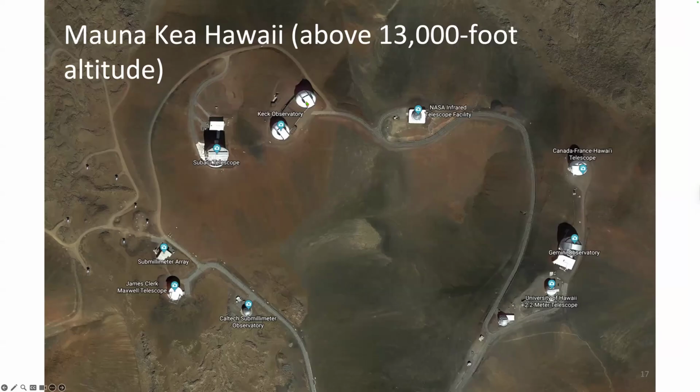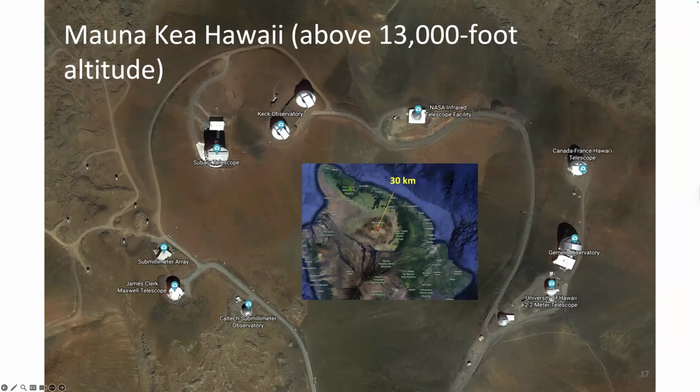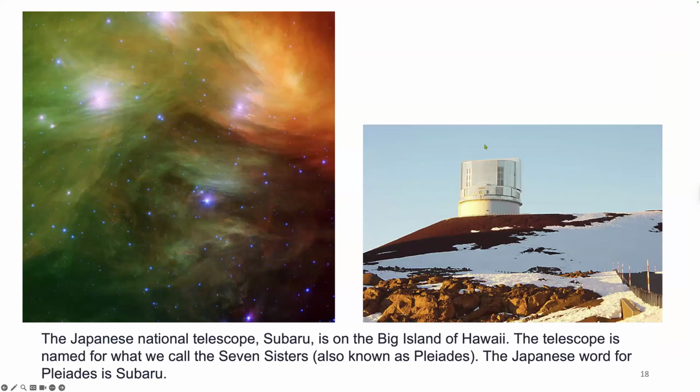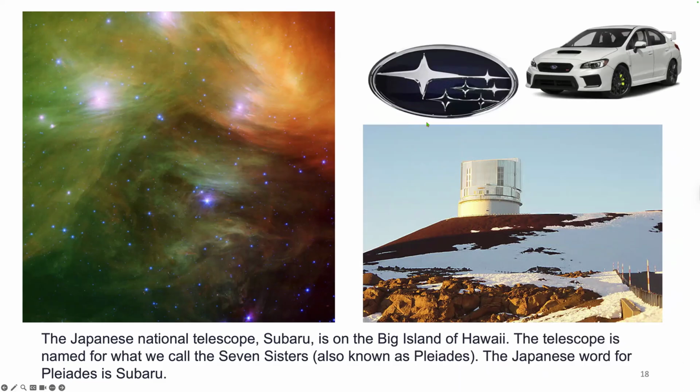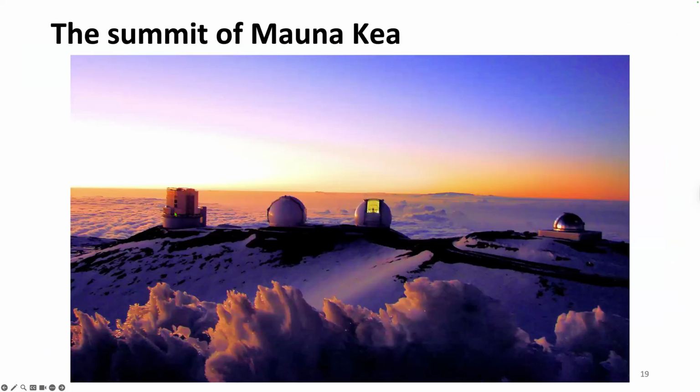This is a satellite photo. There are the Keck telescopes, various others. There's the Gemini, who has a twin in Chile, and so forth. And the summit is 30 kilometers from the ocean. There's the Subaru telescope. Subaru in Japanese refers to this group of bright stars. We call this the Seven Sisters or Pleiades. And you'll recognize this arrangement of stars if you own a Subaru car. There they are depicted on the front. So this is the summit of Mauna Kea.